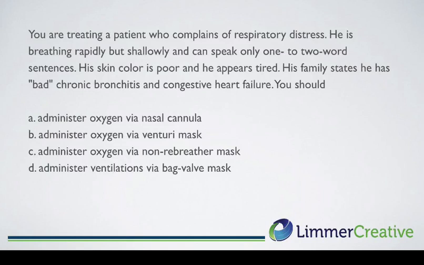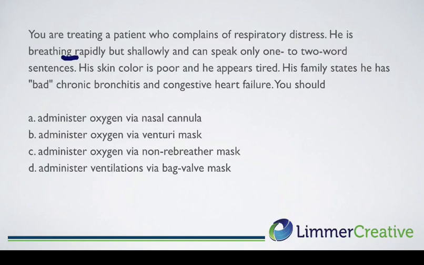You're treating a patient who complains of respiratory distress. He is breathing rapidly but shallowly and can speak 1 to 2 word sentences. His skin color is poor. He appears tired. His family states he has bad chronic bronchitis and congestive heart failure. You should... Now, at this point, if you're sitting in the exam center, I don't even want you to look at the choices yet. I want you to figure out what this question tells you and, in fact, what this question is asking. So, he has respiratory distress. Right, that's good. Now, that could go in a lot of directions. Let's read on and see where the real meat of this question is.